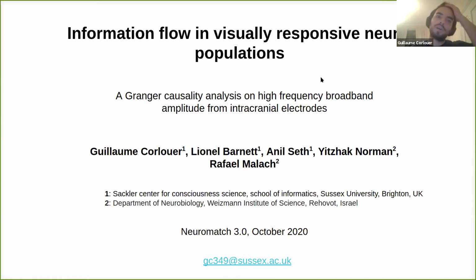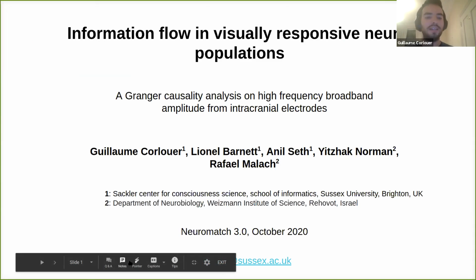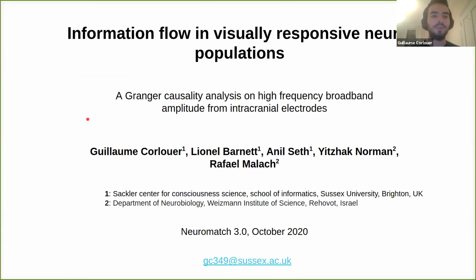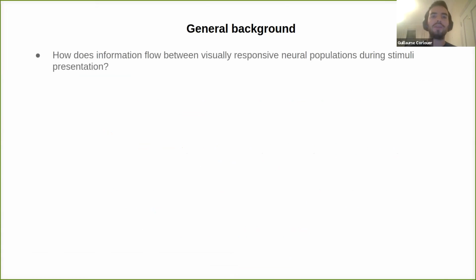So yes, I'm going to talk about some of my PhD research on information flow in visually responsive neural population from Granger causality analysis. This work is a collaboration with Lionel Barnett and Anil Seth, my supervisors, and Itzik Norman and Rafael Malach, who provided the ECOG dataset on which we are working. In general, we are interested in the question of how does information flow between visually responsive neural population, in particular during stimuli presentation.